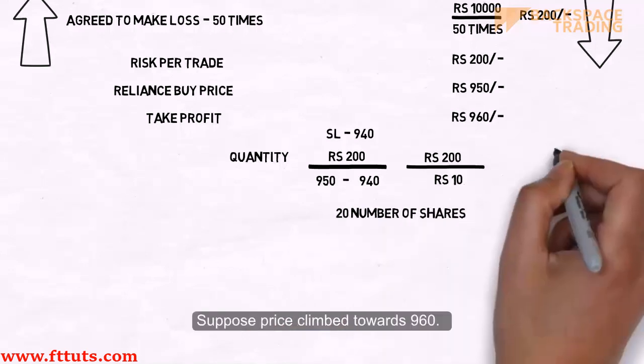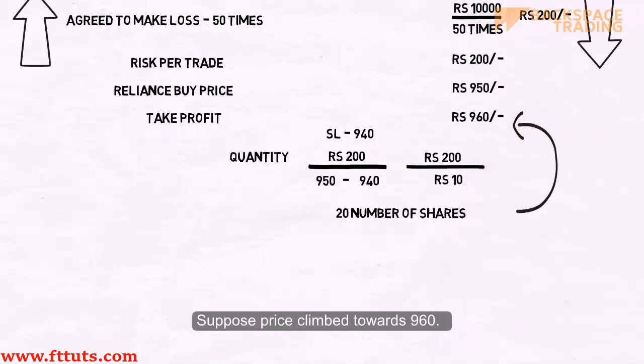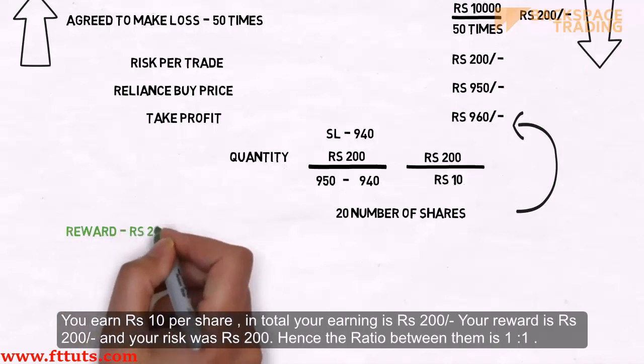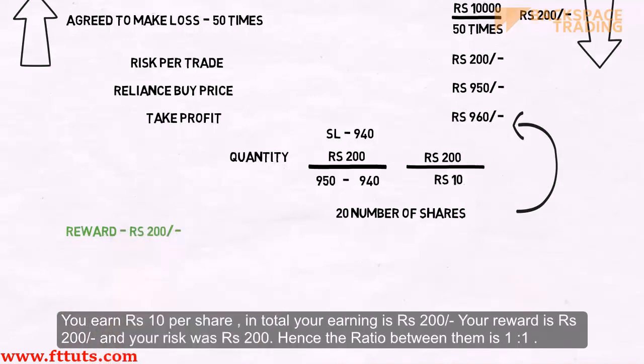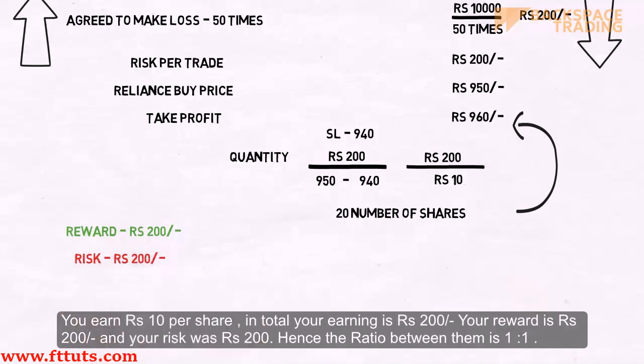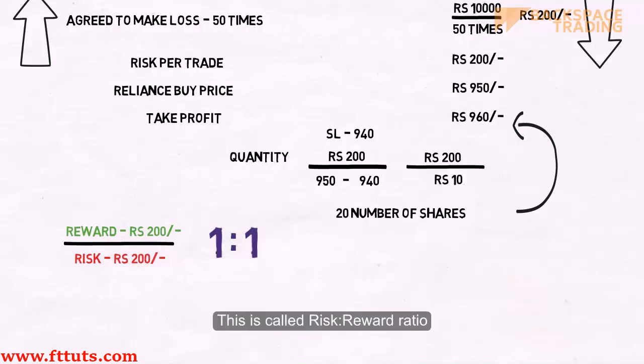Now suppose price climbs to 960. You earn rupees 10 per share. In total your earning is rupees 200. Your reward is 200 and your risk was 200. Hence the ratio between them is 1:1. This is called a risk reward ratio.